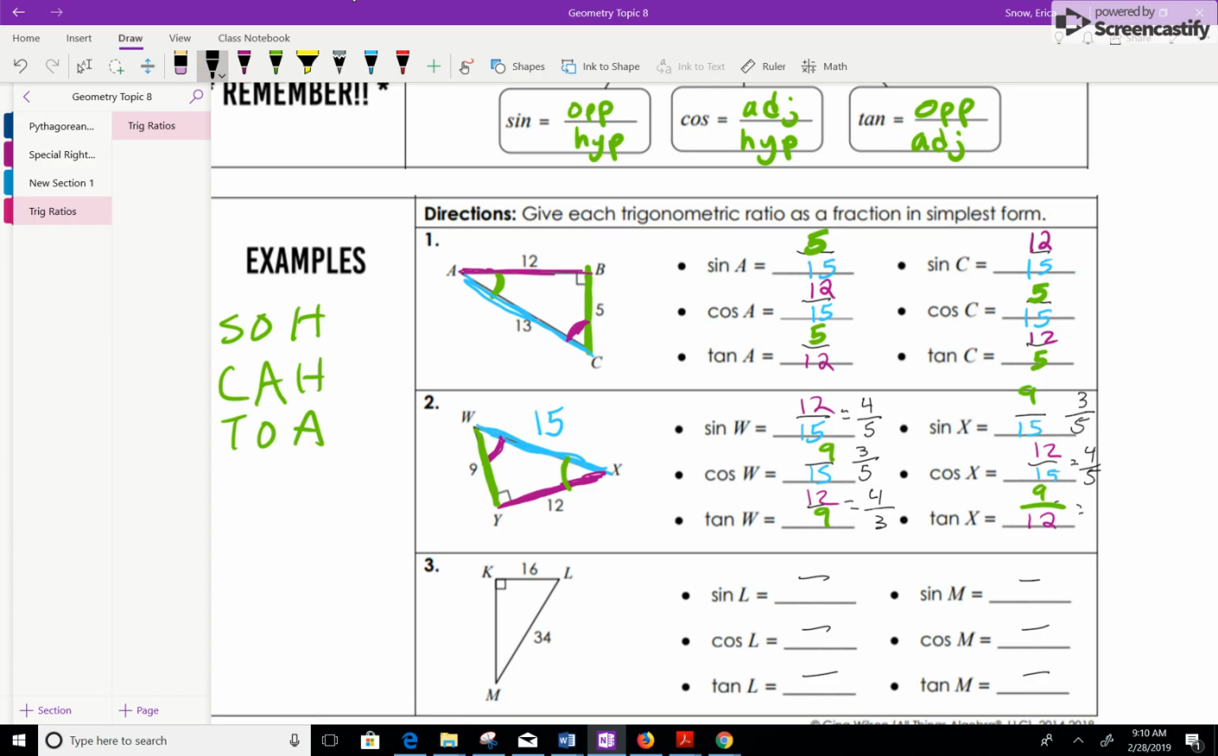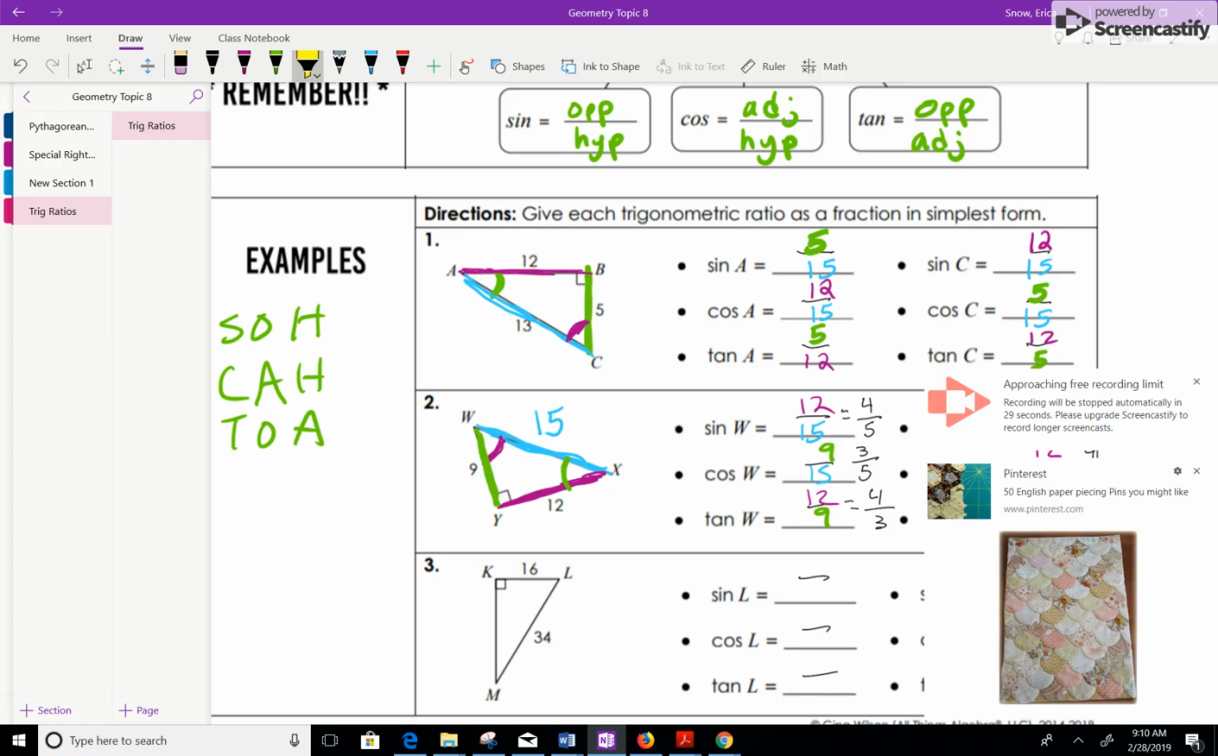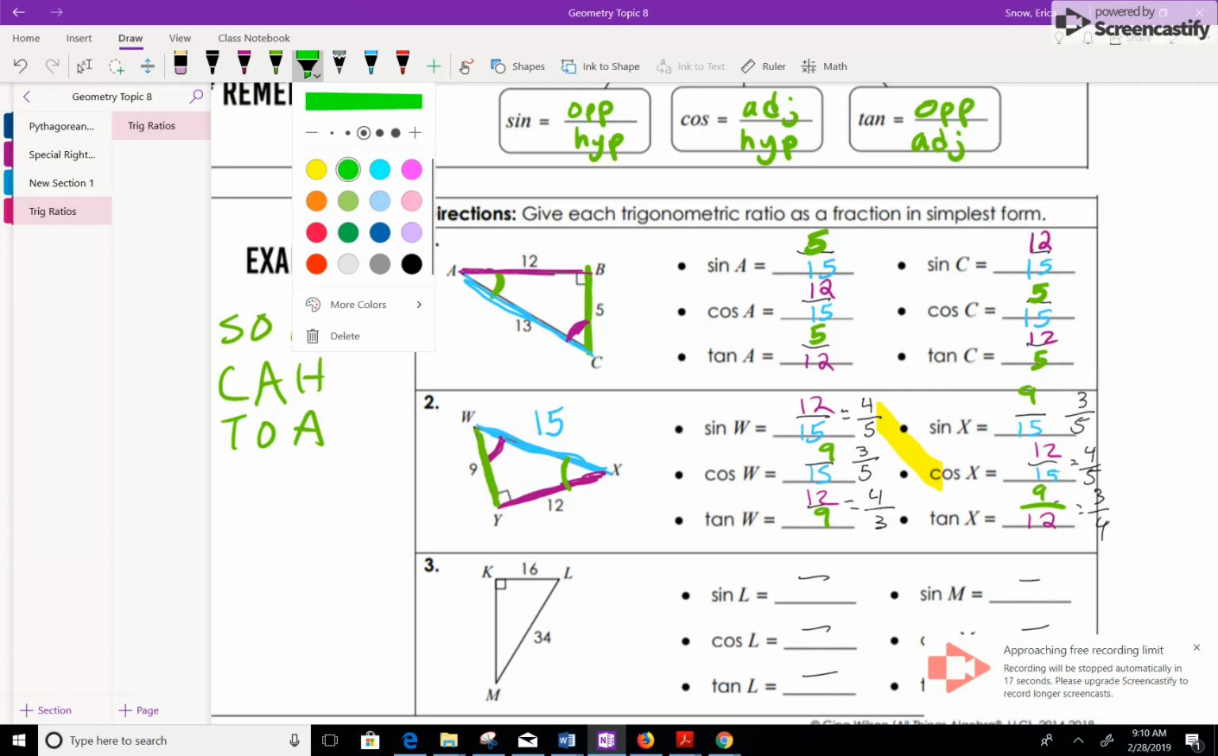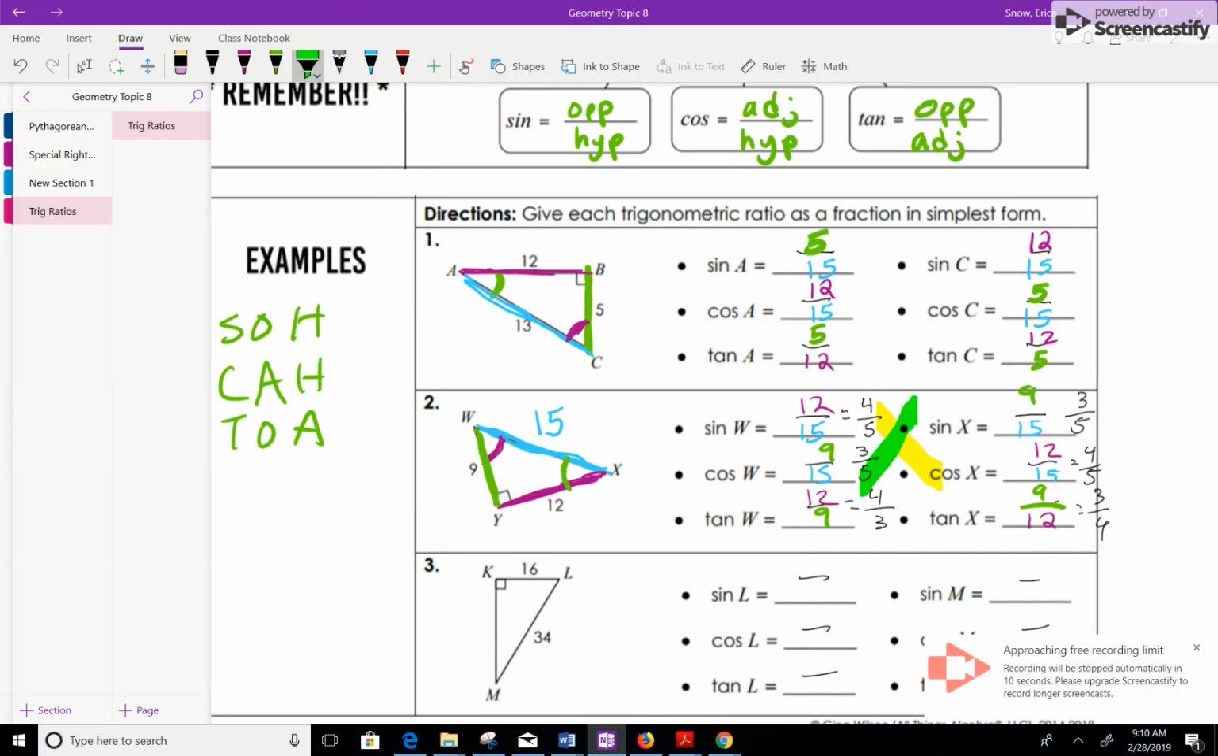4/5, and 3/4. Now, what you will notice as you look at these two angles in the triangle, and I want to bring your attention to this, is that the sine of W and the cosine of X are the same, and the sine of X and the cosine of W are the same. And then your tangents are inverses of one another.